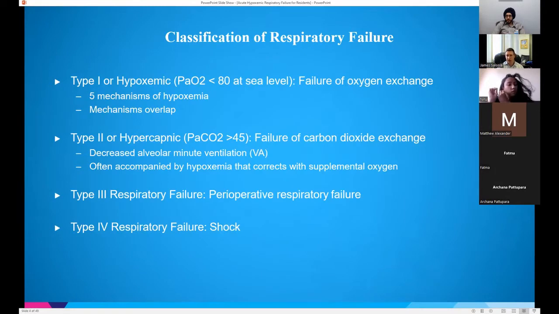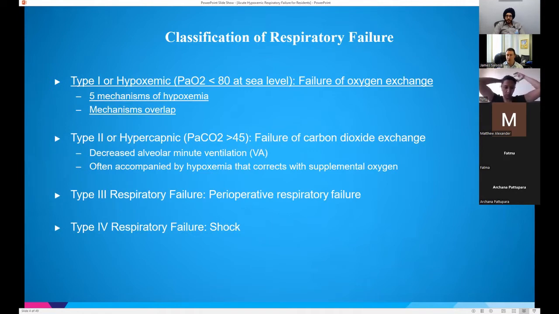So how do we classify respiratory failure? We have 4 types. Type 1, the one we're going to be talking about today, is hypoxemic respiratory failure. There's 5 main mechanisms. Type 2 is hypercapnic or hypercarbic. Somebody once asked me what's the difference between the two. There is no difference. They're both the same. Hypercapnic is hypercarbia. Type 3 is a perioperative respiratory failure.